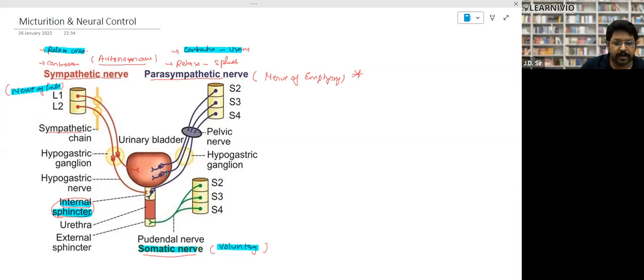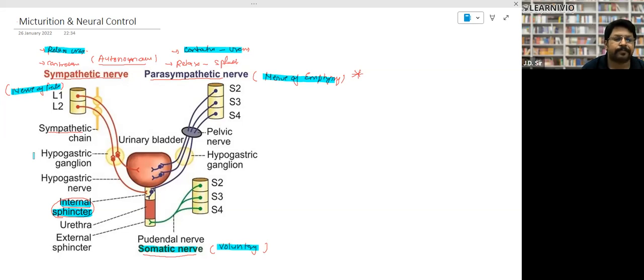So urine gets filled. And the parasympathetic nerve is called the nerve of emptying. Why? Because it helps in the contraction of the urinary bladder, and it allows the internal sphincter to open, right? So it tries to empty the urinary bladder. Remember, sympathetic is the nerve of filling, parasympathetic is the nerve of emptying, right? These things which I have underlined are the important questions. Tell me, is it clear or not?